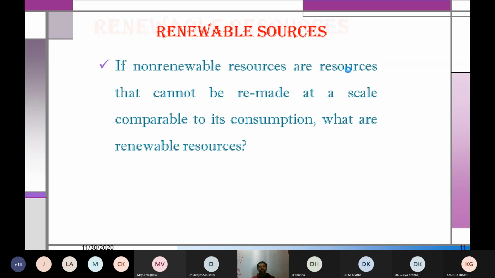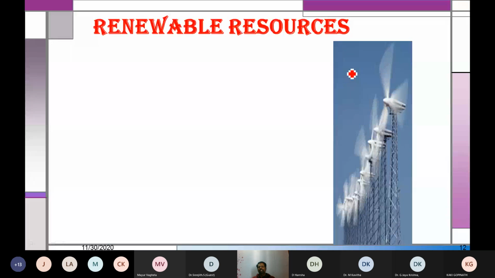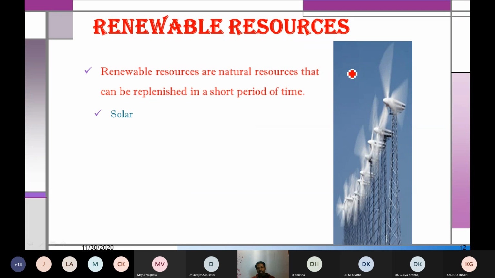If I am taking renewable energy sources, a lot of things are there. Wind is there, solar is there, geothermal, biomass. But as far as our country is concerned, we will be concentrating mostly only on wind and solar. In that, I'll tell about solar.